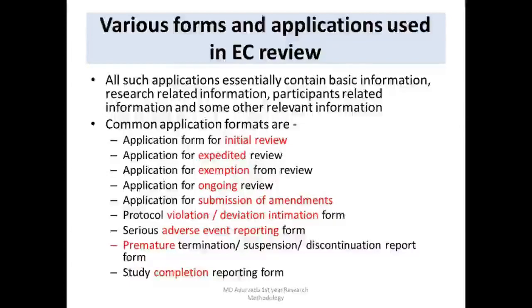And in any case, if the research proposal is being terminated prematurely or is suspended because of some reason or is being discontinued because of some reason, that also has to be reported to the ethics committee. If it was completed well in time, this again has to be reported to the ethics committee.